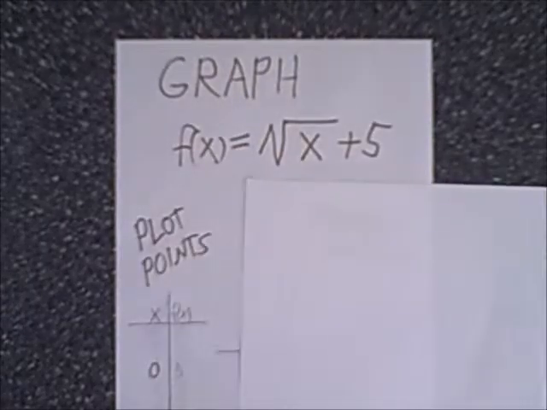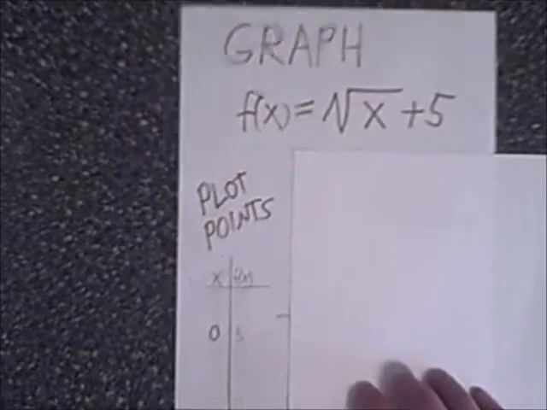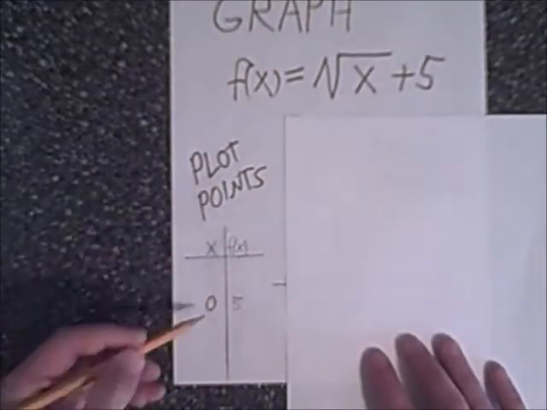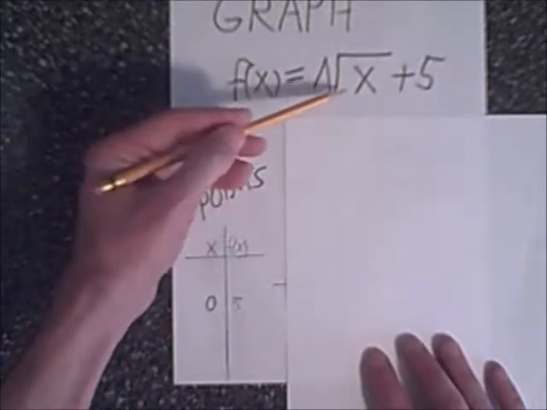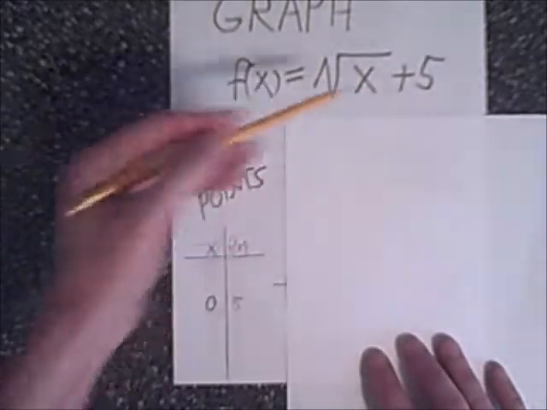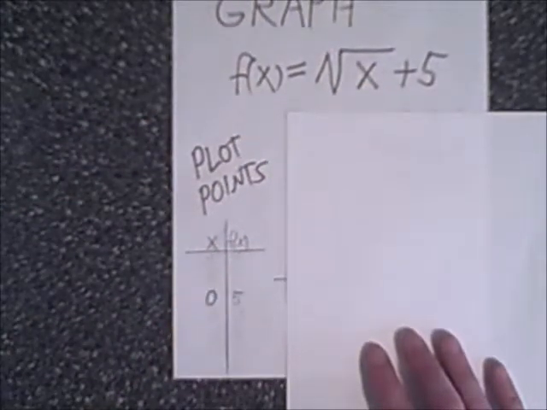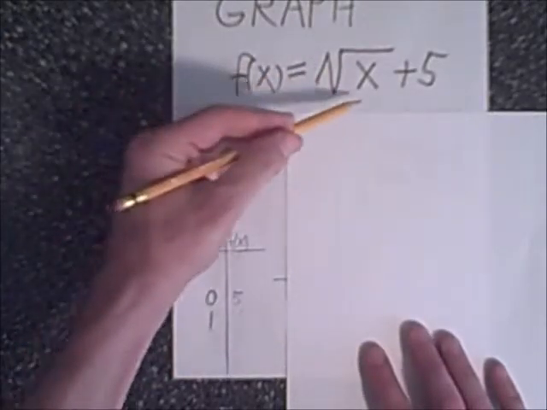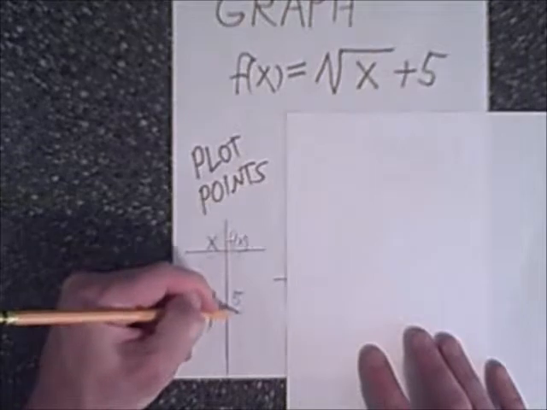So what I did is I set up a little chart here, and we start inputting numbers. Let's start with 0. It's quite simple. And f of 0 would be square root of 0 plus 5 is 5. We can put in 1. F of 1 would be the square root of 1 plus 5 is 6.